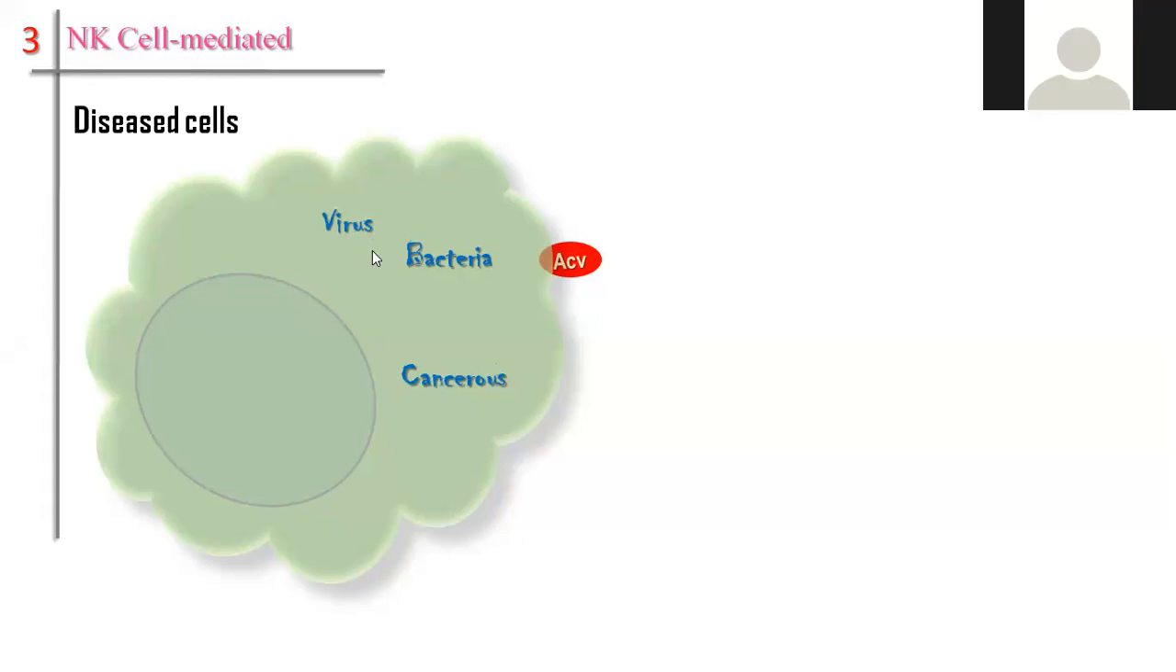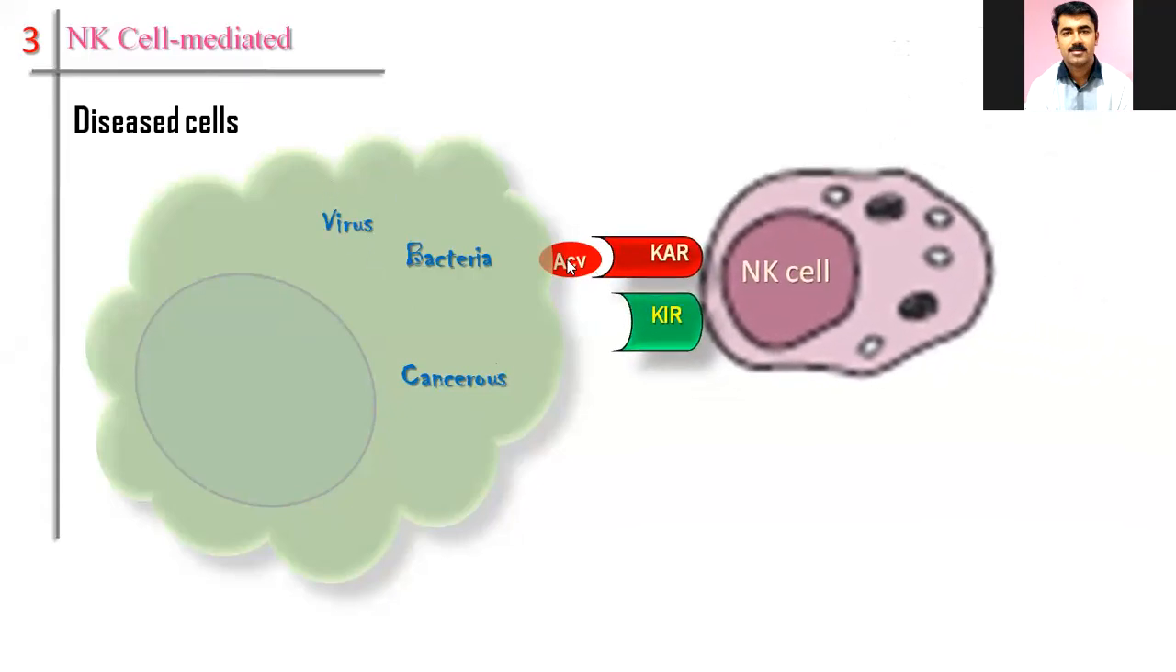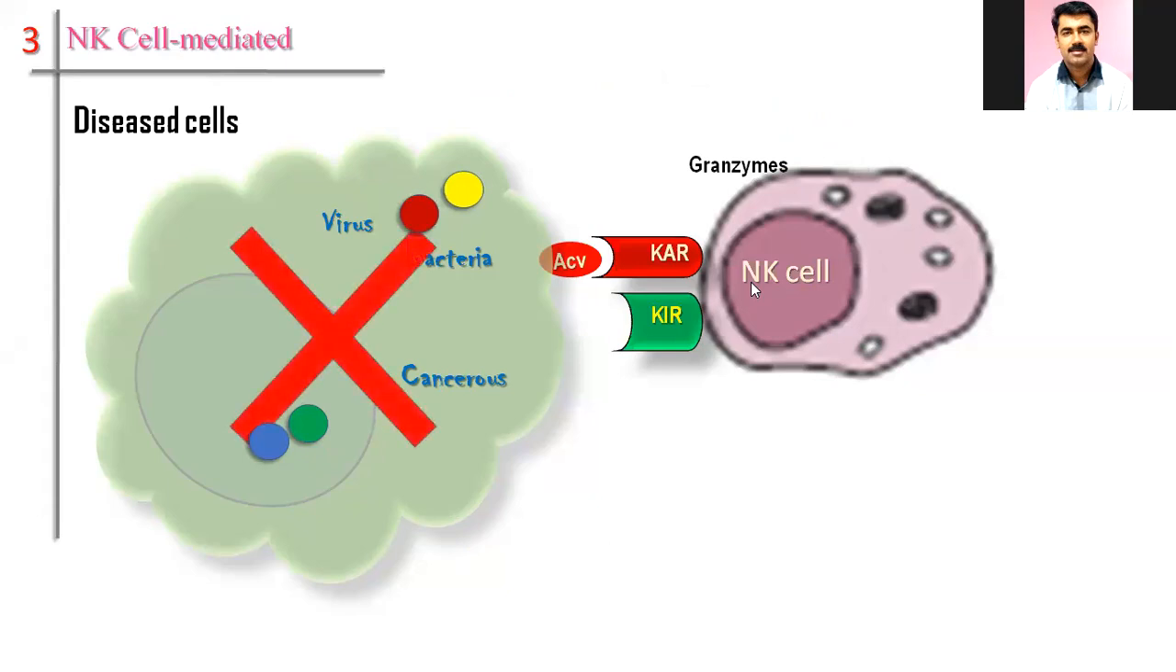Whereas the immune system is also very, very intelligent. The NK cells come and bind to the activators, but due to the absence of the inhibitory signal, the NK cell will start producing granzymes. If you remember, granzymes are a kind of protease, serine proteases and also different types of proteases, and also the perforins, the pore-forming molecules. These granzymes are released and they attack the diseased cells, killing the diseased cells which are already infected with virus, bacteria, or cancer.